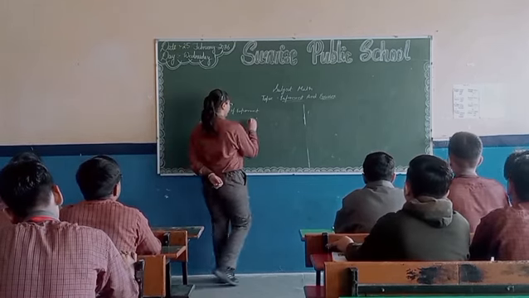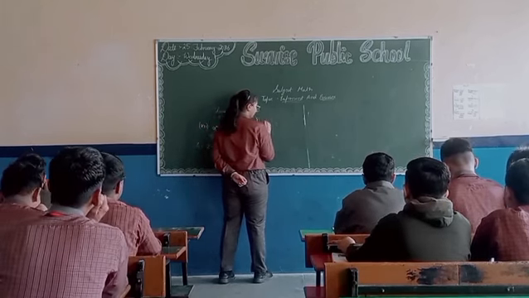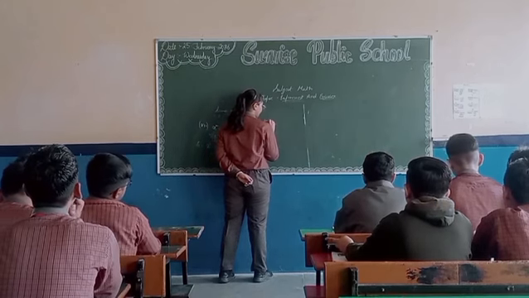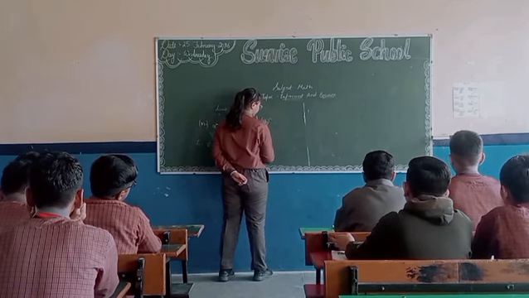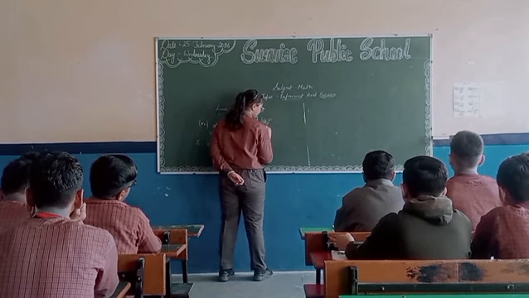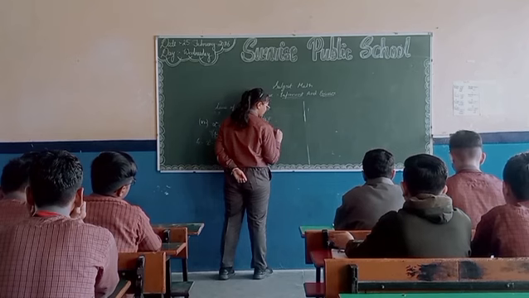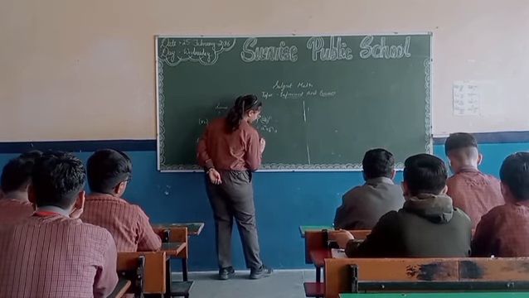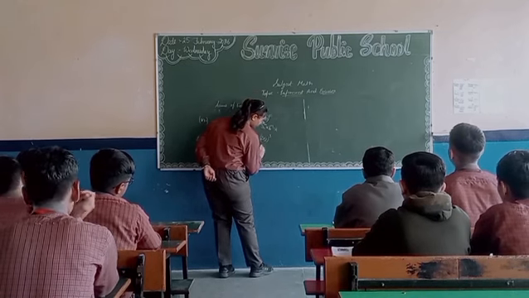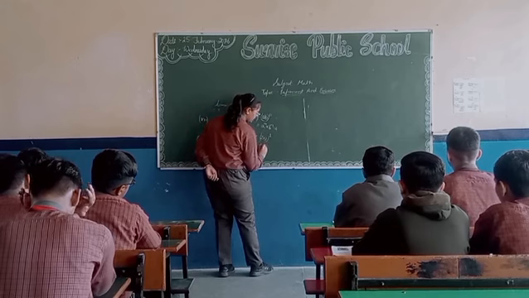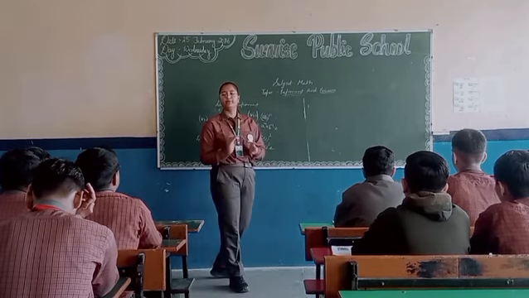Now about the eighth law. ab raised to the power m is equal to a raised to the power m multiplied by b raised to the power m. Example: 2 multiplied by 3, that whole raised to the power 3, is 2 raised to the power 3 multiplied by 3 raised to the power 3. That is the answer. I hope you understand it.